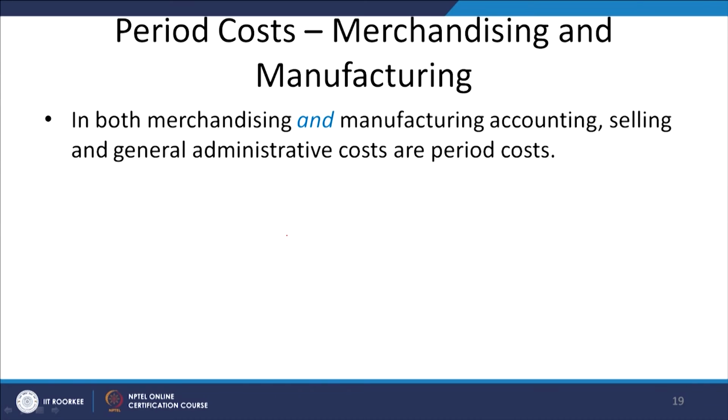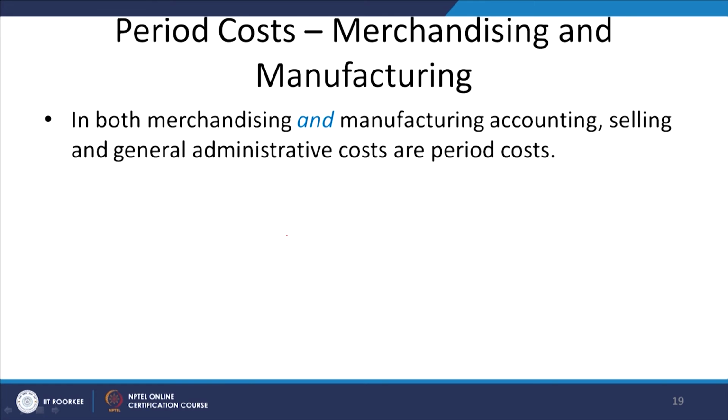Then you talk about the period costs, merchandising and manufacturing. In both merchandising and manufacturing organizations, or merchandising and manufacturing accounting, selling and general administrative costs are the period costs. Administrative costs come down to the lower part of the cost sheet. Top is the prime cost, factory cost, and then the administrative cost. Administrative cost is largely the fixed cost, the period cost.